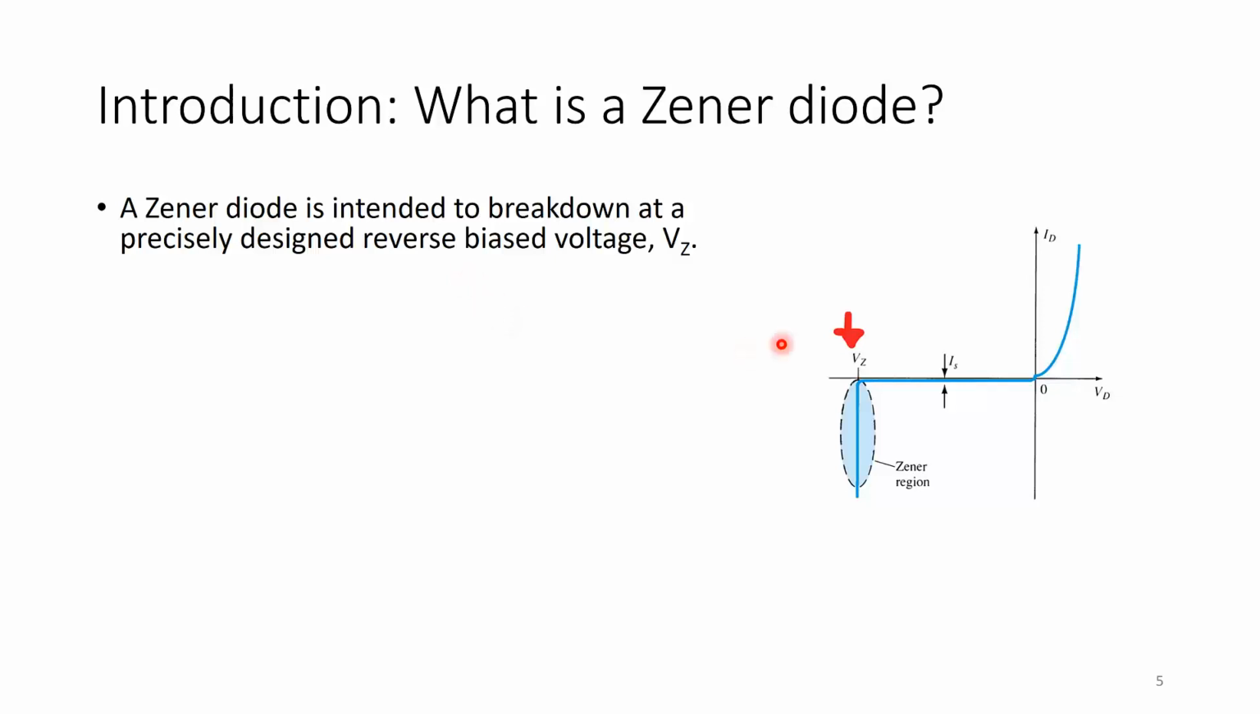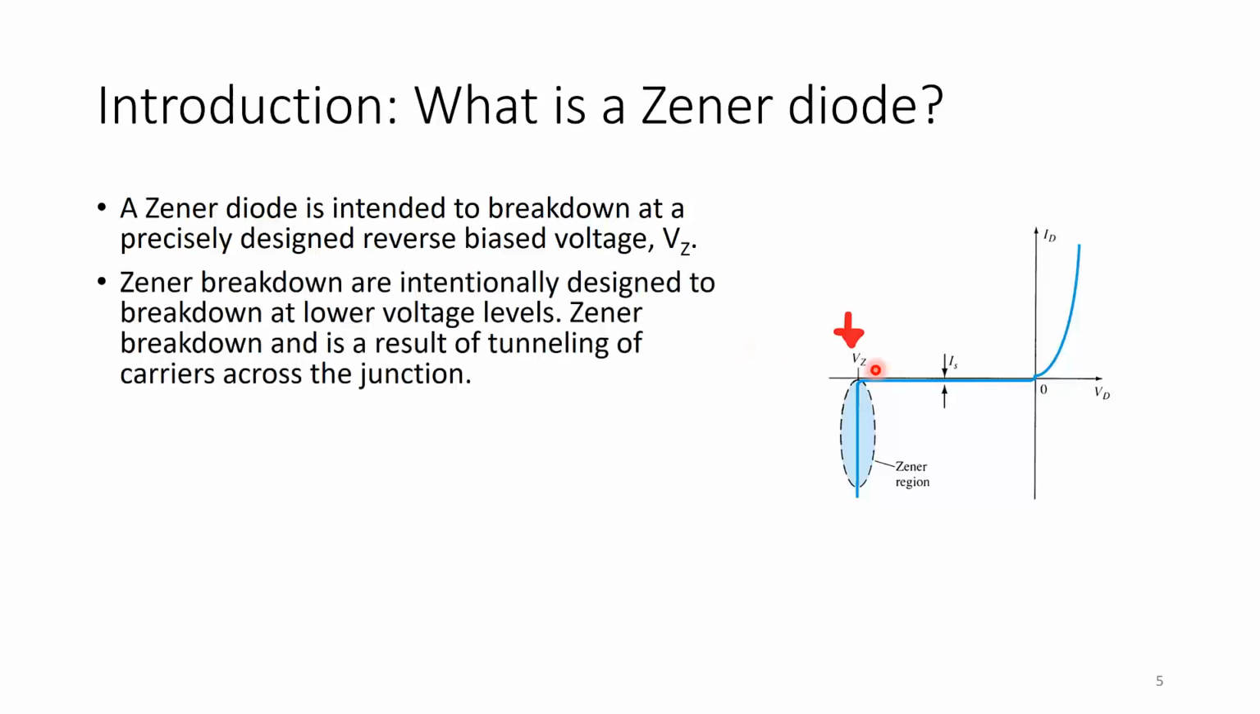Okay, that's VZ there. Zener breakdown diodes are intentionally designed to break down at lower voltage levels. Zener breakdown is a result of tunneling of carriers across the junction.